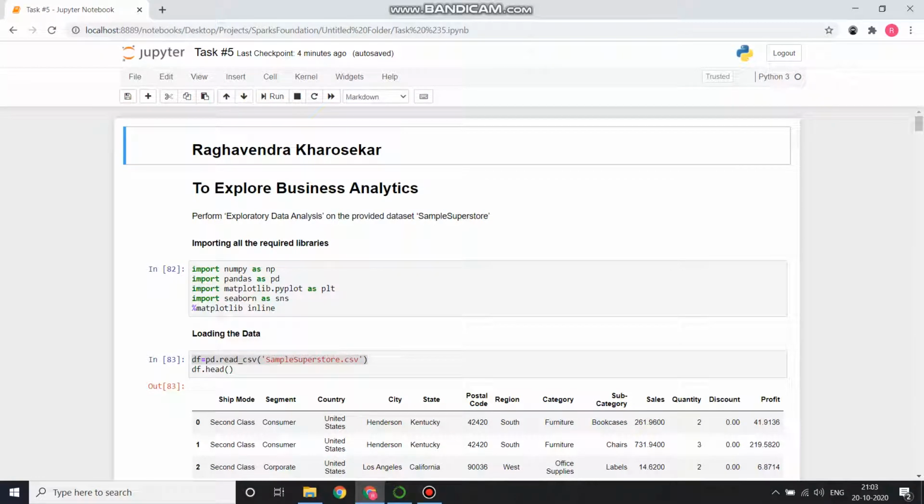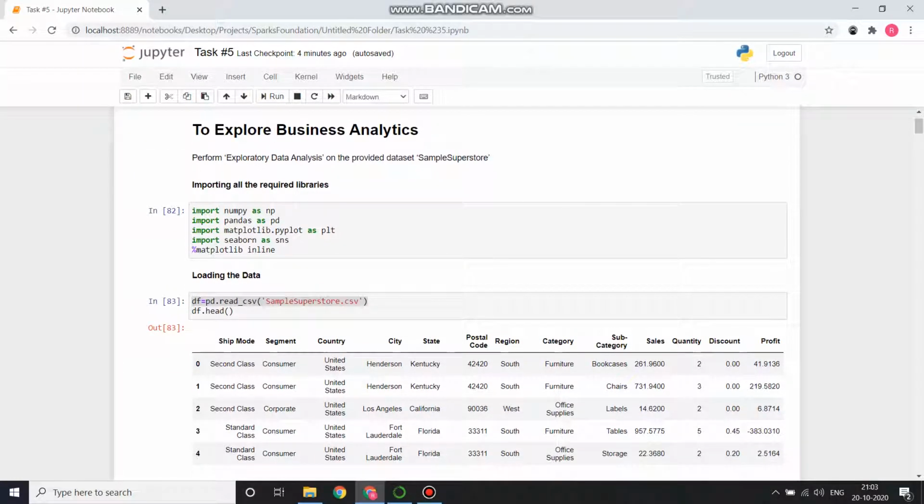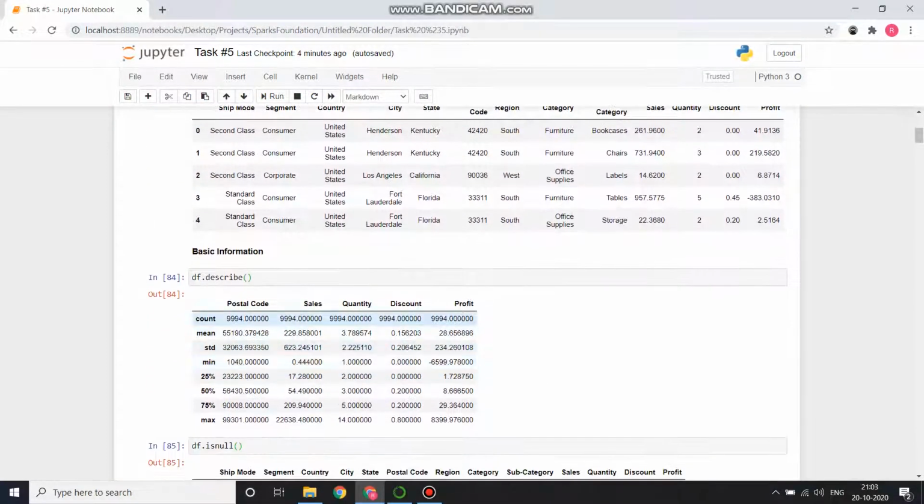Exploratory data analysis on the provided SampleSuperstore dataset. Here we import all the required libraries: NumPy, Pandas, Matplotlib, Seaborn. Here we load the data, some basic information.